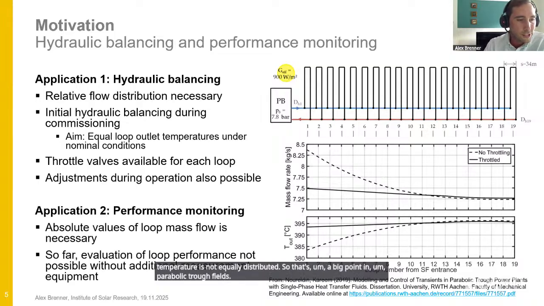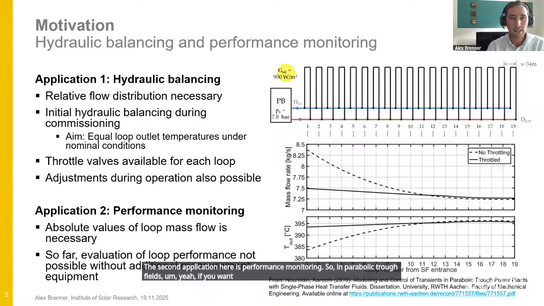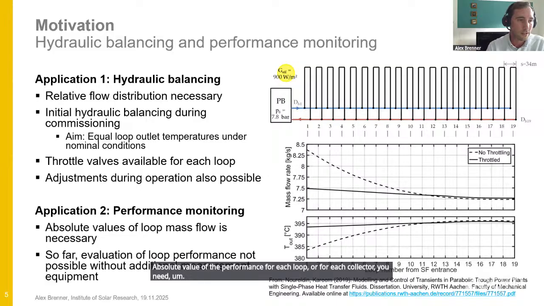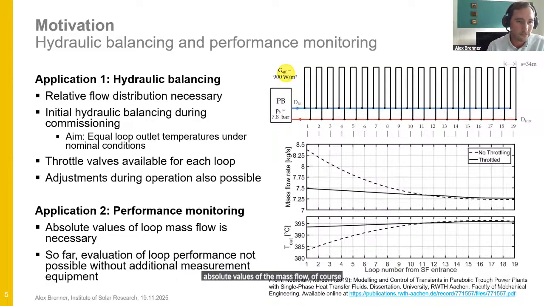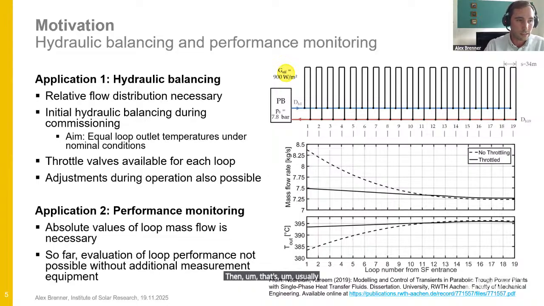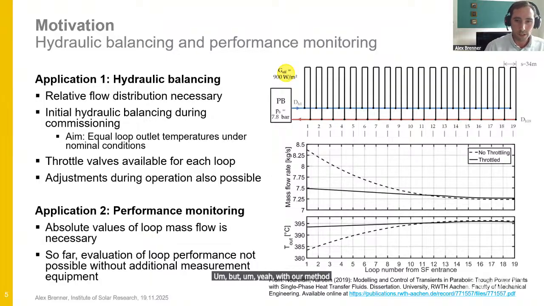The second application here is performance monitoring. In parabolic trough fields, if you want to know the absolute value of the performance for each loop or for each collector, you need absolute values of the mass flow, of course. And if you don't have measurement instrumentation installed there, then that's usually impossible. So so far you need to attach additional measurement equipment here. But with our method, we can avoid that.